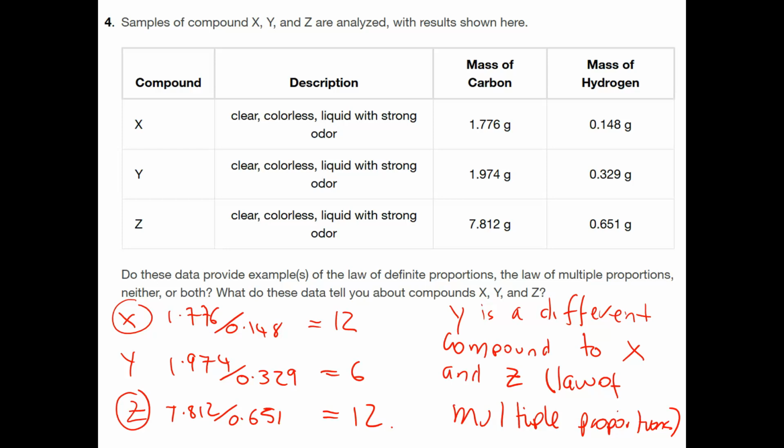So it's a little tricky to kind of get the answer for that one. Now, we can't say that X and Z are definitely the same compound without a bit more information. We can only tell that they have the same ratio of atom types. We don't know anything about the order or the pattern in which those atoms are connected to one another.